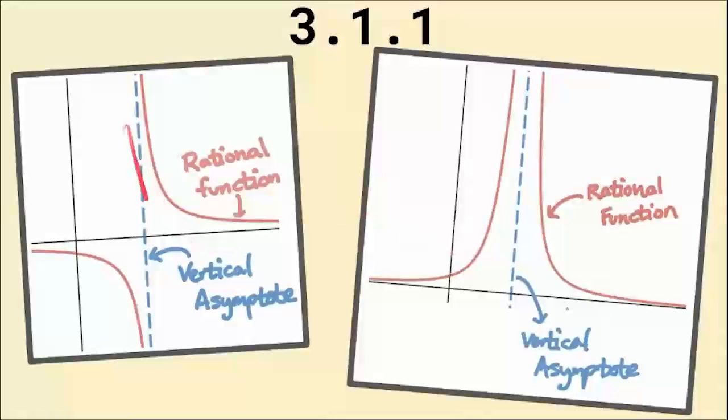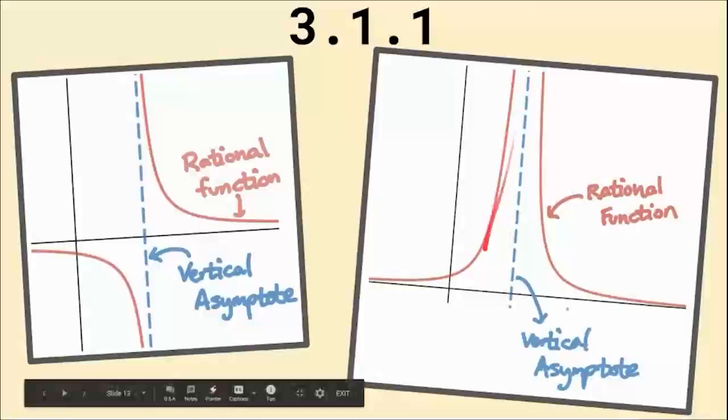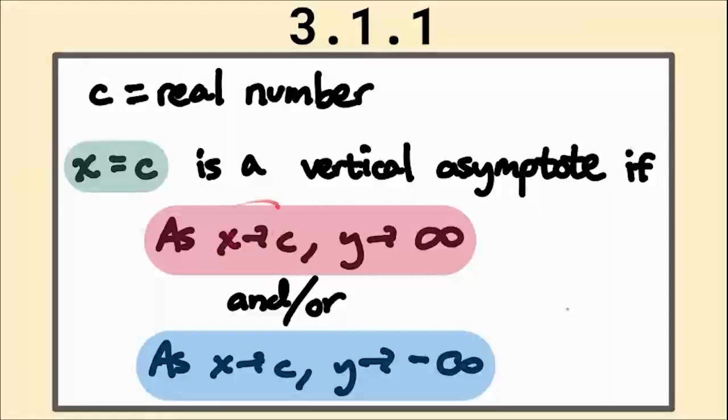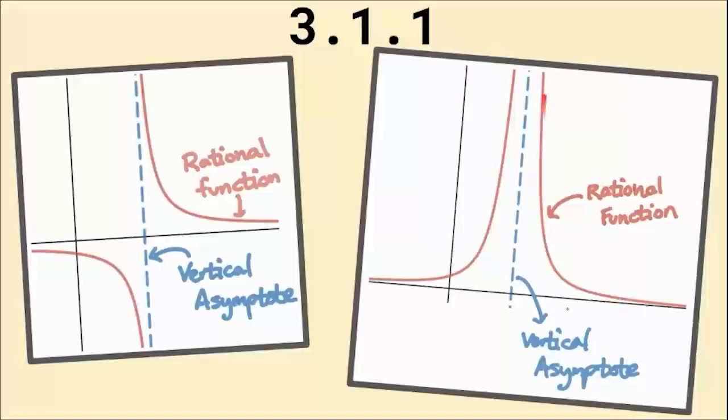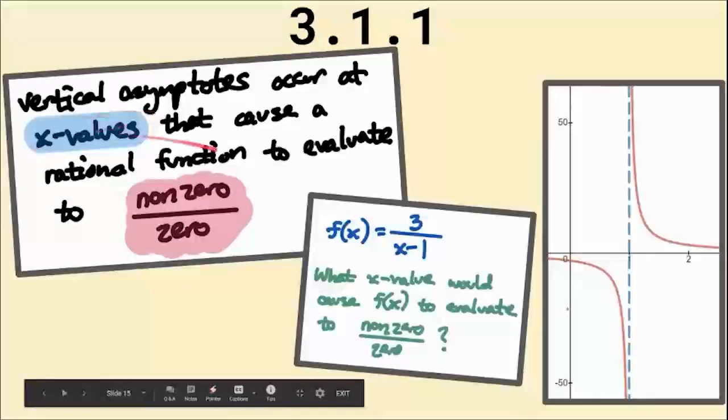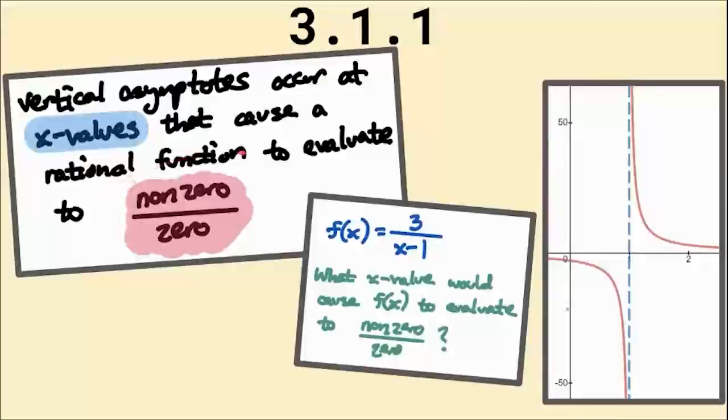And this occurs wherever there's a division by 0. It's saying that the y is going to infinity or negative infinity. If you notice, the y is going up here, infinitely, and then this one is going up here, infinity, and then negative infinity down there. To find vertical asymptotes, it occurs at x values that cause a rational function to evaluate to a non-zero over 0. That's what you're looking for every single time. If it's a 0 over 0, it's a hole. But if it's a non-zero over 0, it's a vertical asymptote.